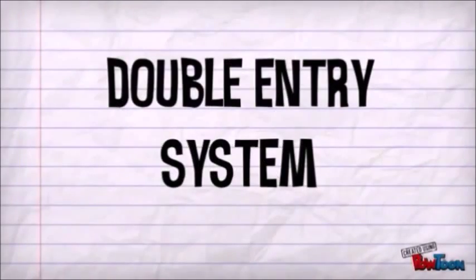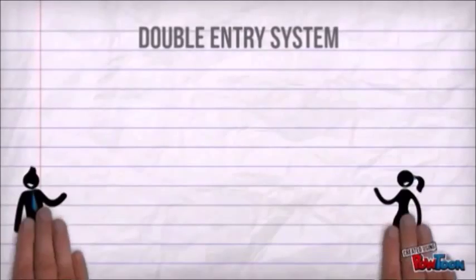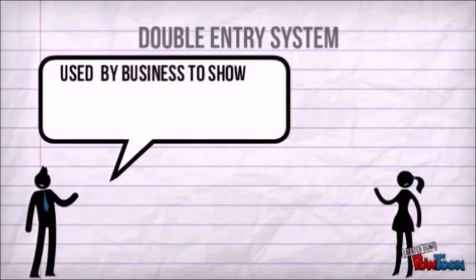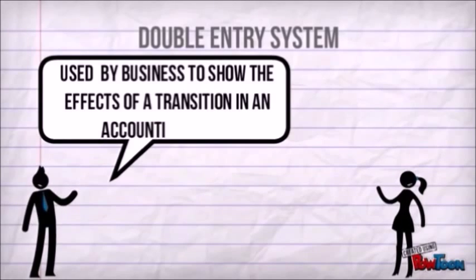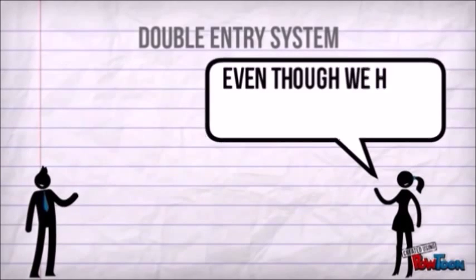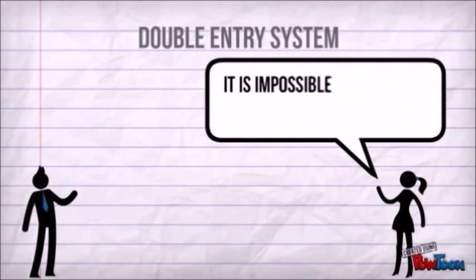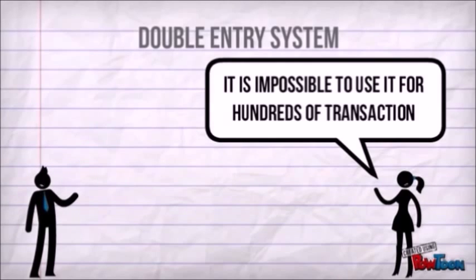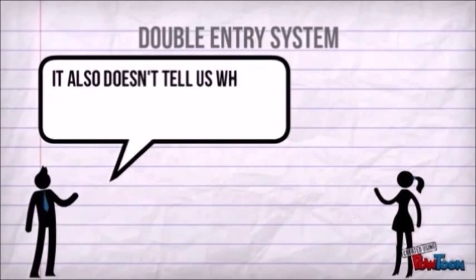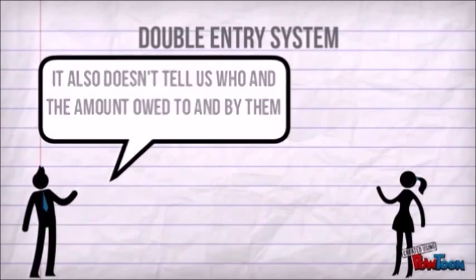Double entry system. Used by business to show the effects of a transaction in an accounting period. Even though we have the accounting equation, it is impossible to use it for hundreds of transactions. It also doesn't tell us who and the amount owed to and by them.